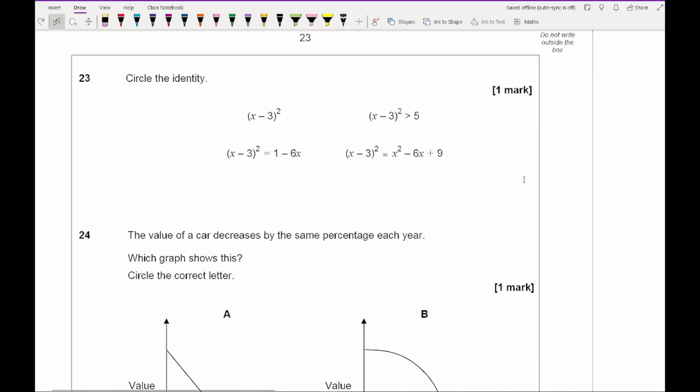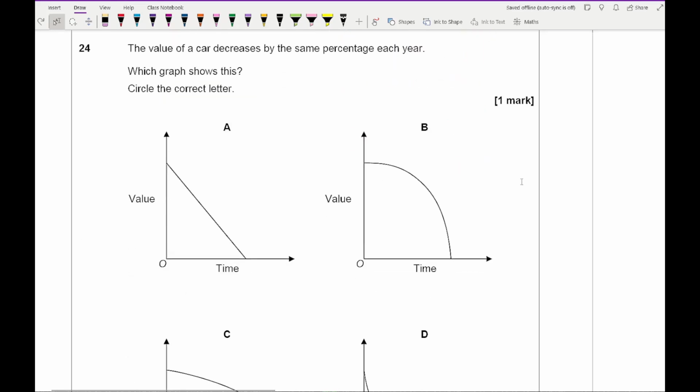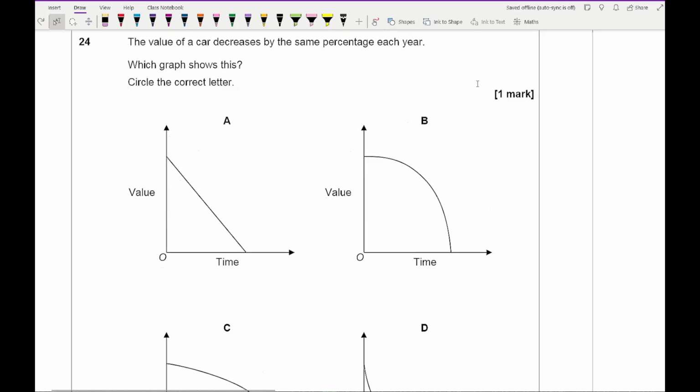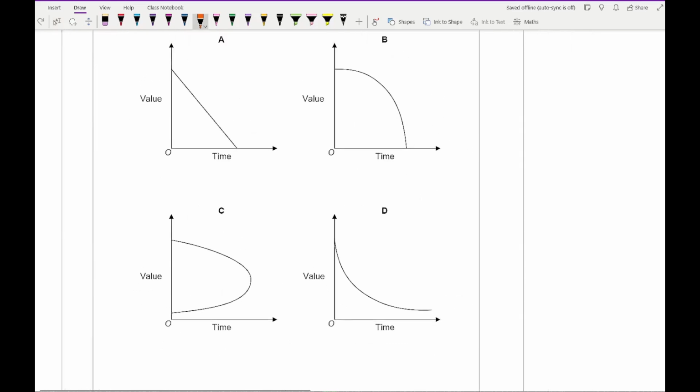Moving on to question 23, it says circle the identity. Well, the identity is the one that's got 3 little lines, and there's only one option, so it's going to be the 4th one. Moving on to question 24, it says the value of a car decreases by the same percent each year. Which graph shows this? For this, the one that we want to circle is going to be D.